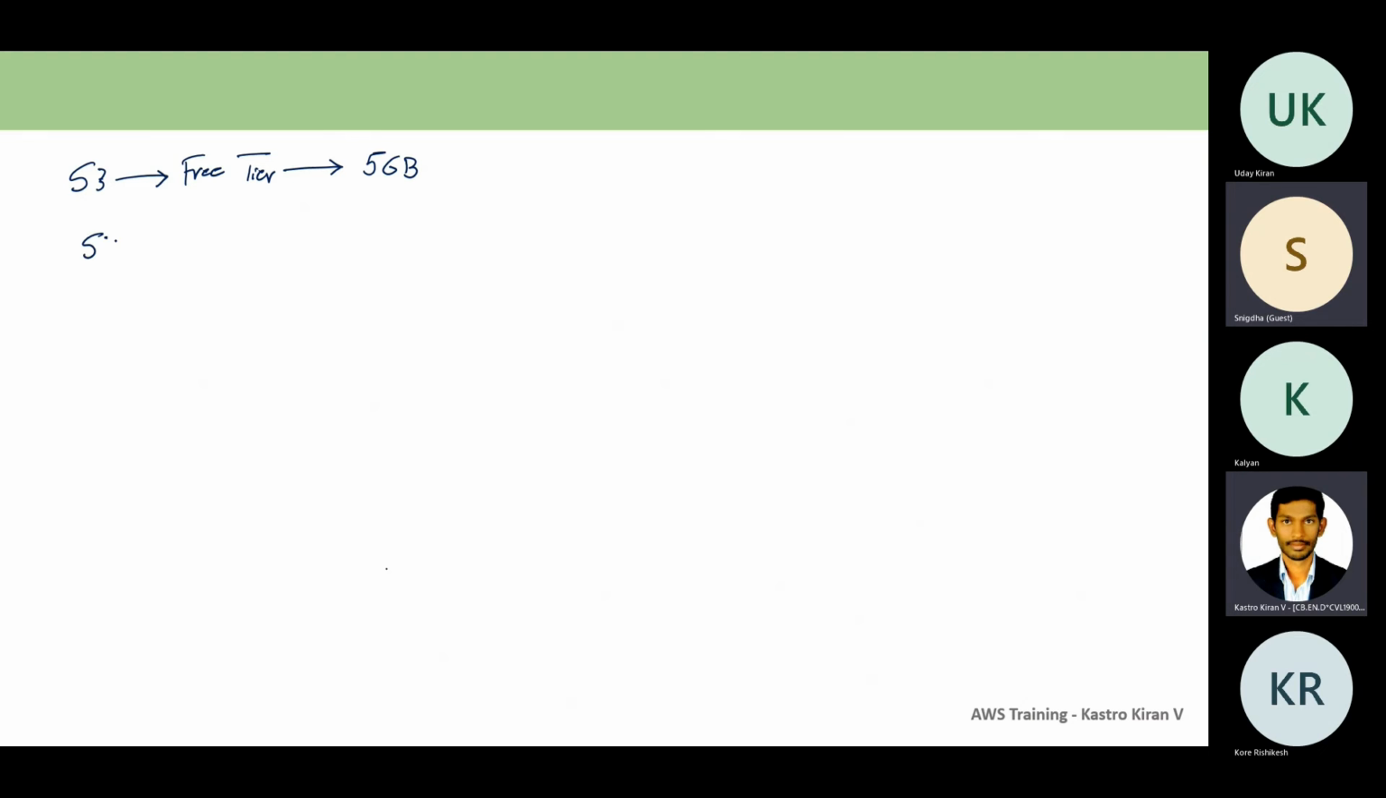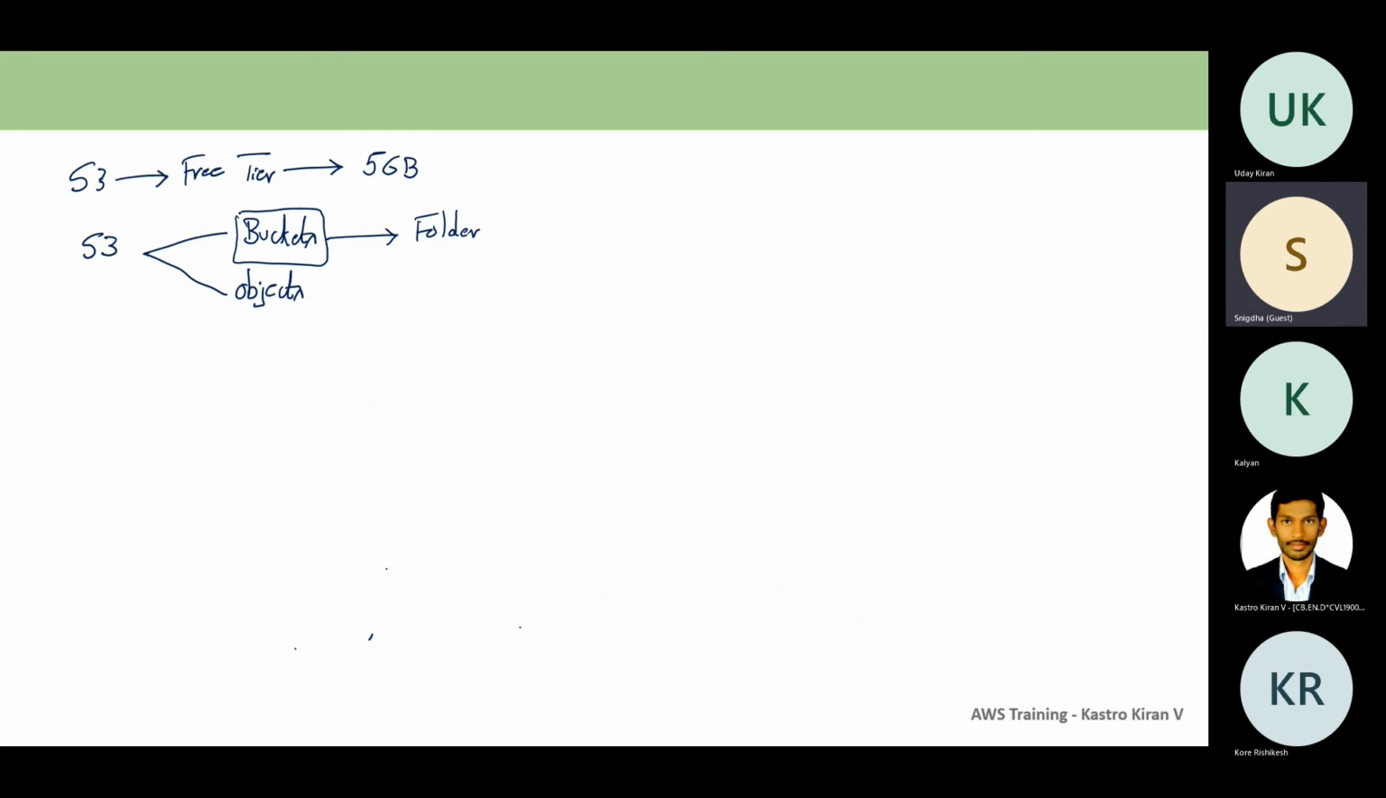Now, when you are working with S3, you need to remember two concepts. One is called buckets, and the second is called objects. A bucket is simply a folder. In your system, if you right click and create a new folder, you create a folder. In AWS terminology, the same folder is called a bucket.